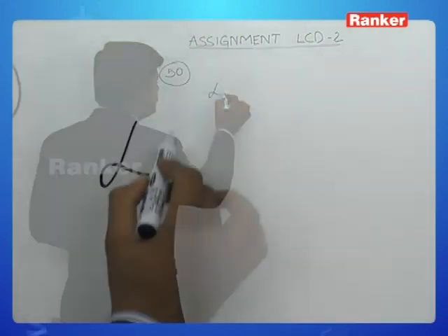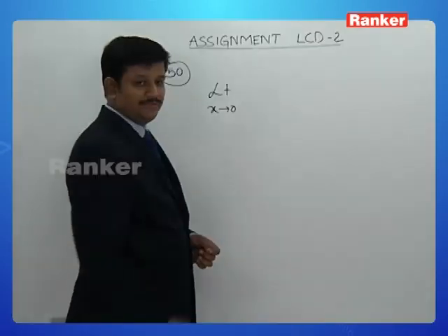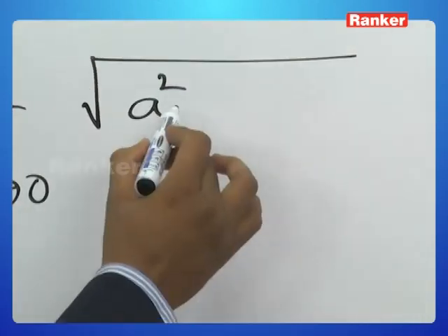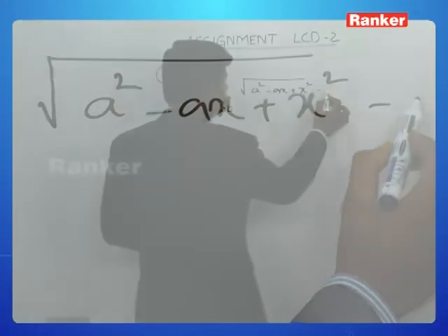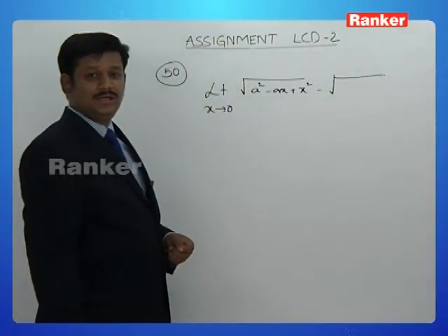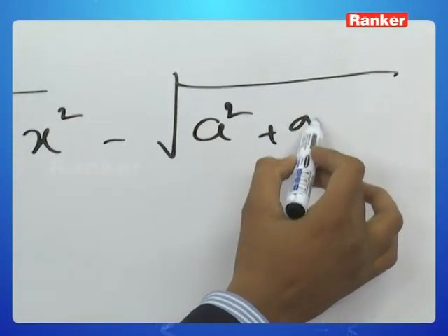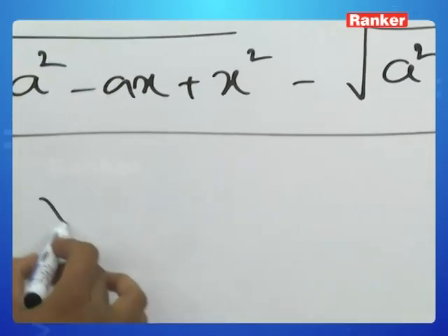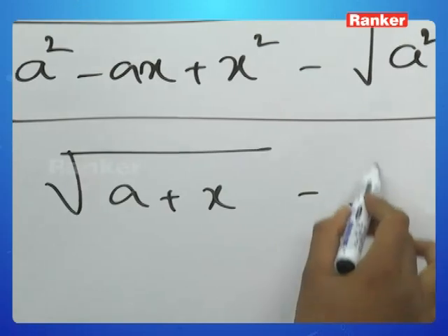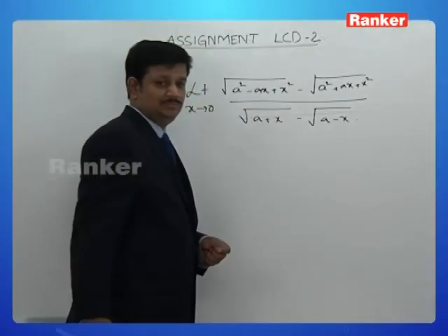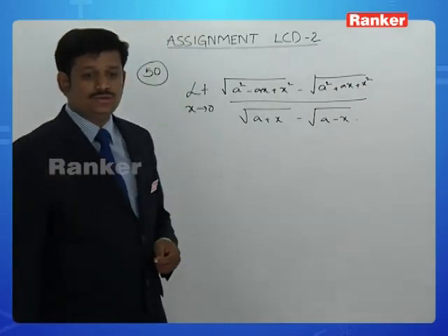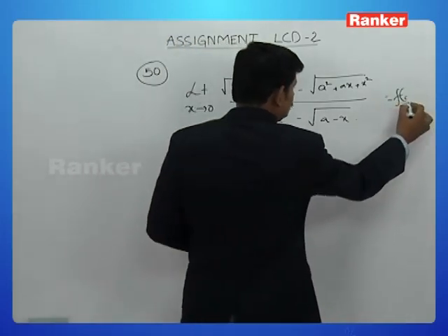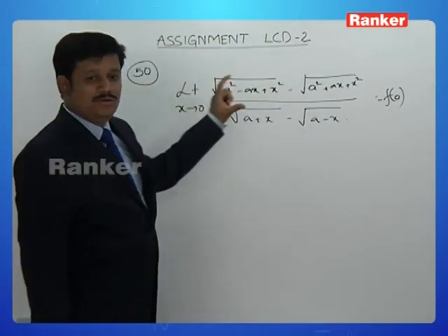And for the function to be continuous at 0, the limit as x tends to 0 of f of x, which is root over a square minus ax plus x square, minus root over a square plus ax plus x square, divided by root over a plus x minus root over a minus x, should be equal to f of 0. So, our target is evaluating this limit.